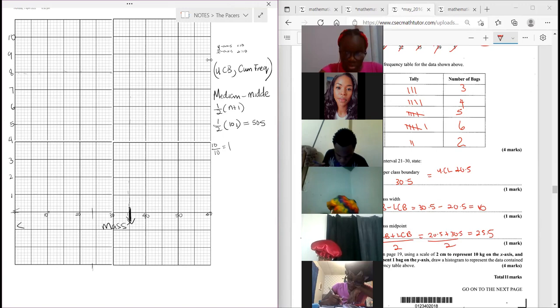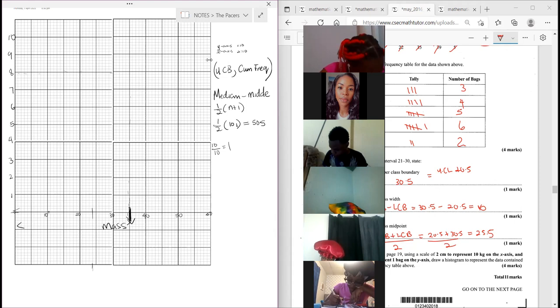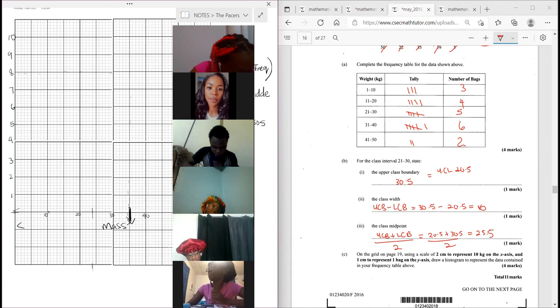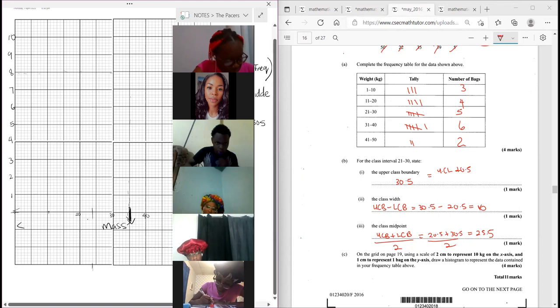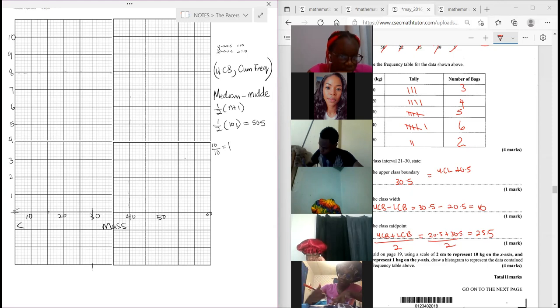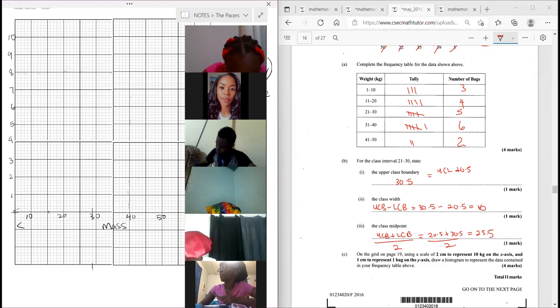And what are they telling us to do? A histogram. I like how they give us a little versatility. How do we draw a histogram again? Blocks. So our blocks will be in the middle, right? So 10 is going to be in the middle here, then 20, then 30, 40, and then 50. Every two blocks. So 10 is going up how high? Three.